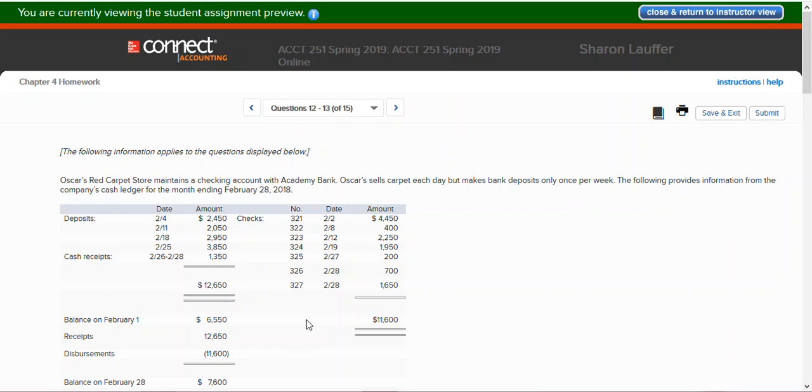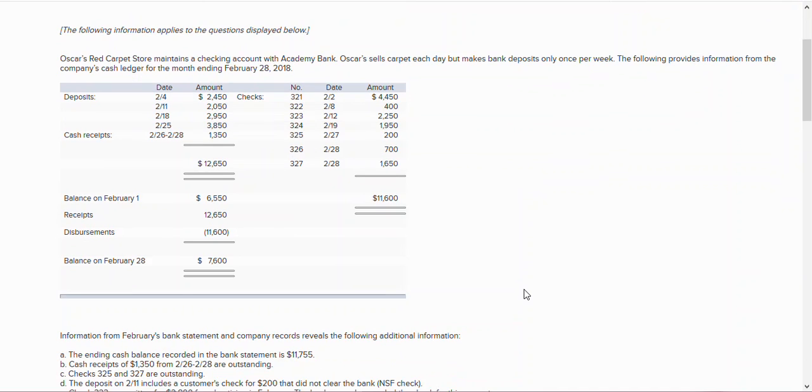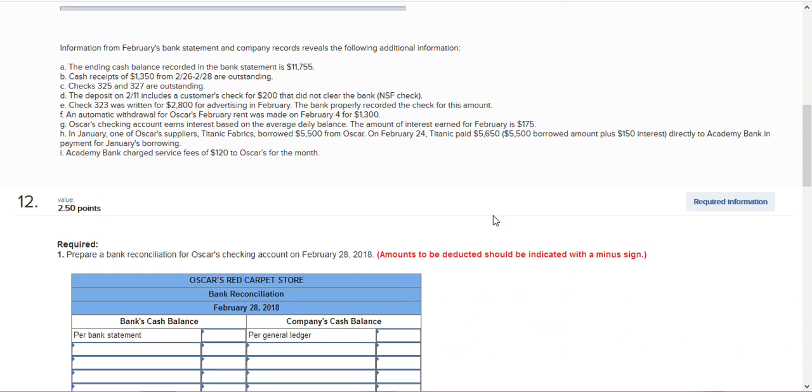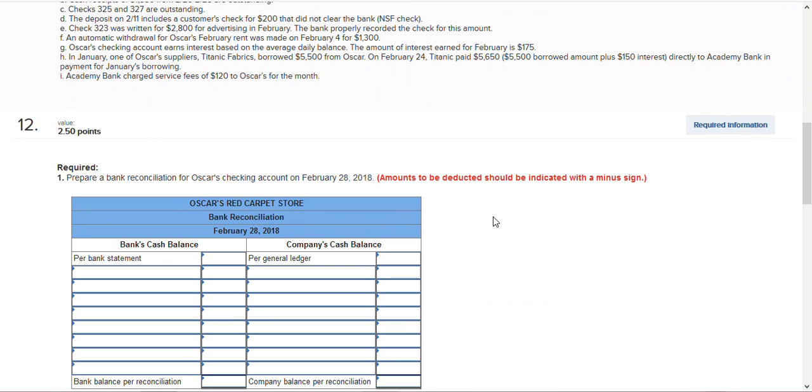This is from the company's ledger, so these are the company's records. And then we've got some information from the bank statement here. So it says, prepare a bank reconciliation for Oscar's checking account on February the 28th, 2018. So the first thing I'm going to do is put in my bank statement balance and my general ledger balance, and this is for cash.